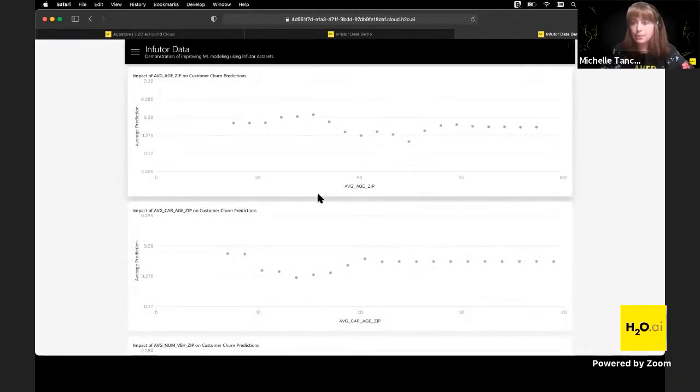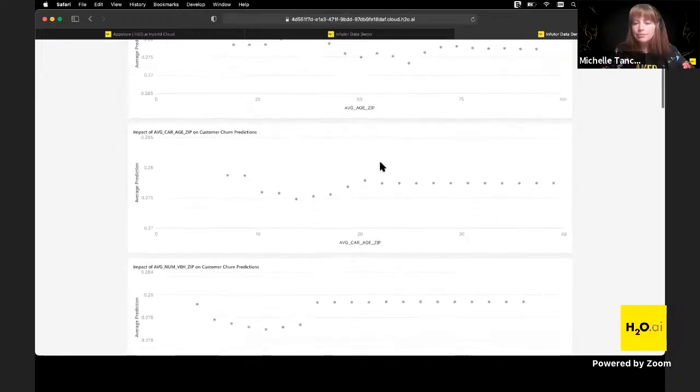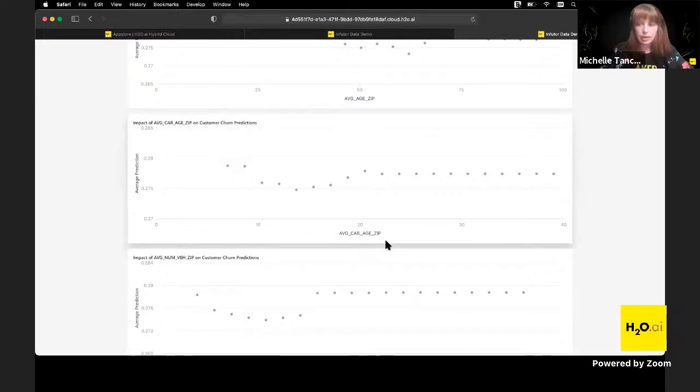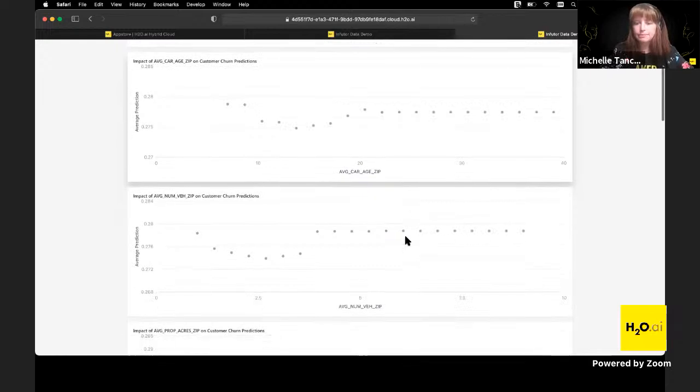Here I have partial dependency plots for each new feature from the Infutor dataset. Essentially, this is telling me how my prediction on the y-axis changes as the feature changes. So the average age of someone in a specific zip code has an impact on our predictions of whether they're likely to churn or not. Again, we're joining at the zip code level because it's a public data set. What we can find here are new features that we maybe wouldn't have thought of on our own. For example, the age of a car in a zip code had an impact on whether our customers were likely to churn or not. And this could help us with demographic information from the area.